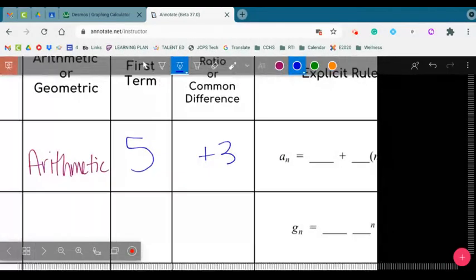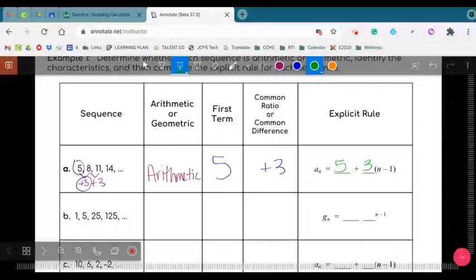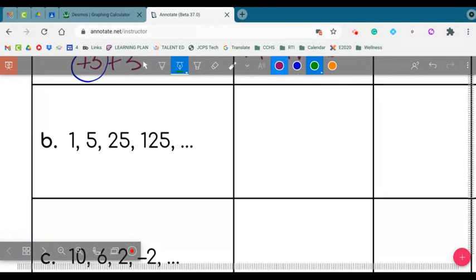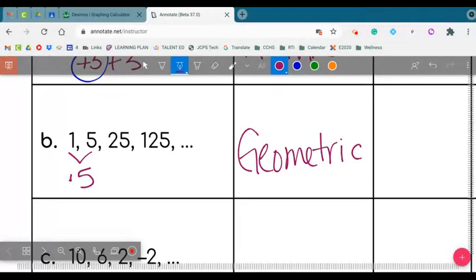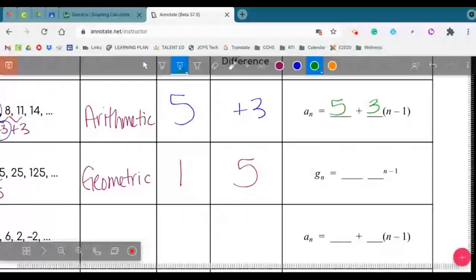So if you guys remember, the first term is going to go in our first blank. So this is going to be 5, and then this is going to be our plus 3. Next one, we go from 1 to 5 to 125. So this one we're multiplying by 5. So this is geometric. So our first term is 1. We're multiplying by 5. So plug these in. This goes our first term, and then we should have a multiplication sign right there. And then our 5 is going to go next.